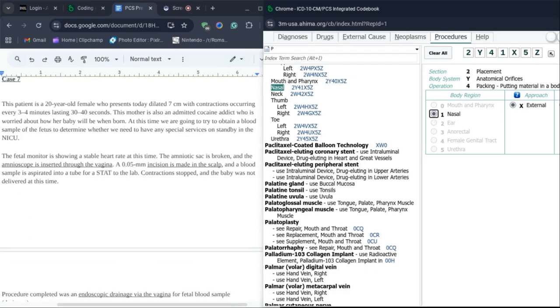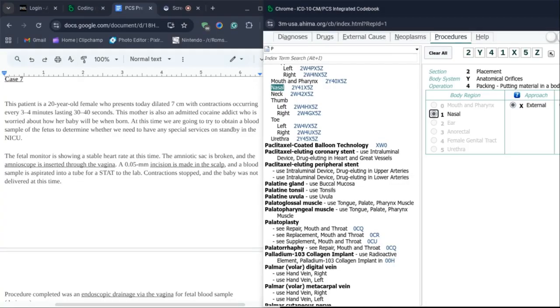Case number 7. This patient is a 20-year-old female, presenting today dilated 7 centimeters with contractions occurring every 3 to 4 minutes, lasting 30 to 40 seconds. This mother is also an admitted cocaine addict and is worried about how her baby will be born. At this time, we are trying to obtain a blood sample of the fetus to determine whether or not to have special services on standby in the ICU. The fetal monitor is showing a stable heart rate at this time.